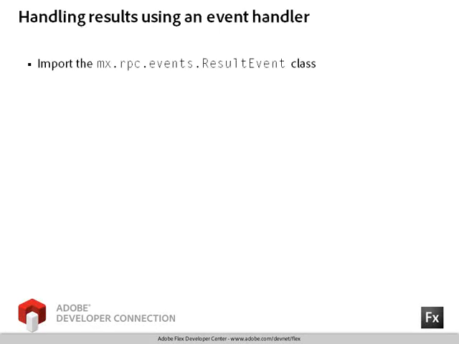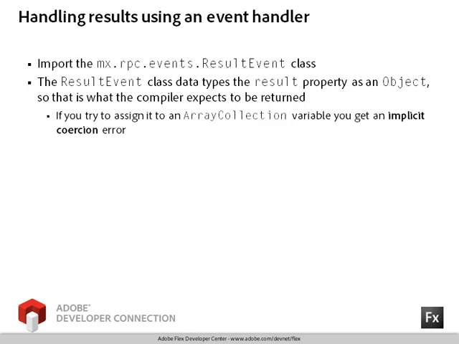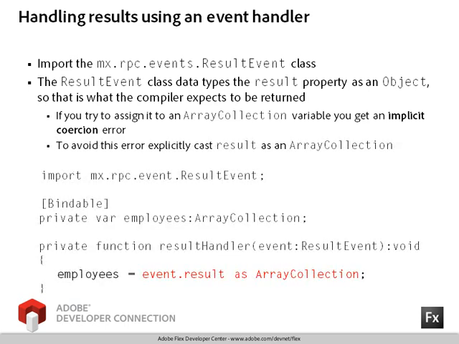The event object is typed to the result event class, which you must import for use. The result event class data types its result property as an object. If you try to assign the result data to an array collection variable, you will get an implicit coercion error. Therefore, you must use the as operator to cast the result property as an instance of the array collection class.